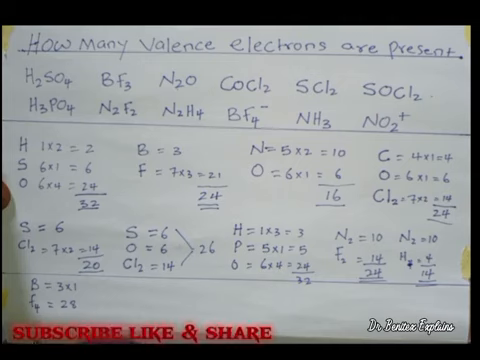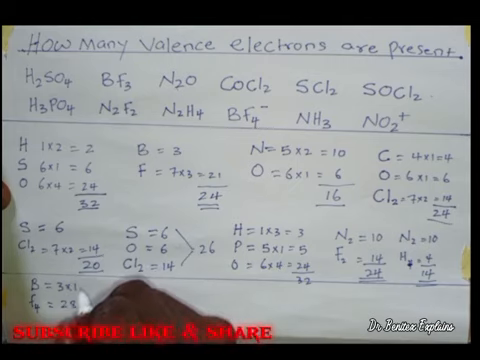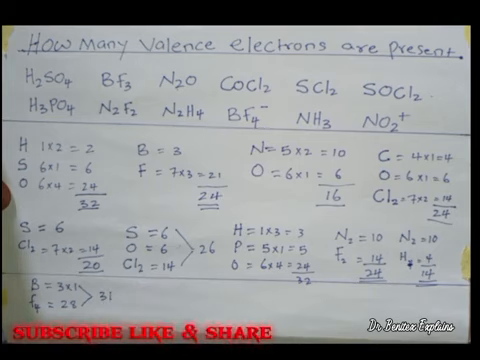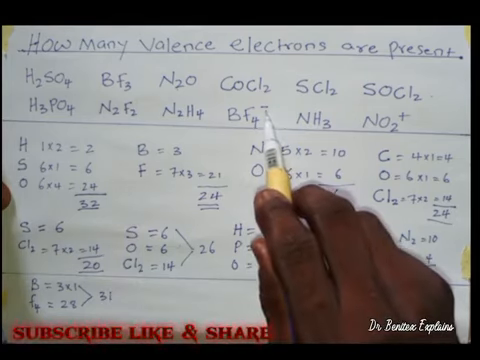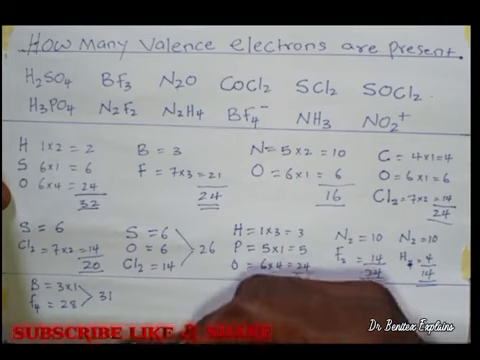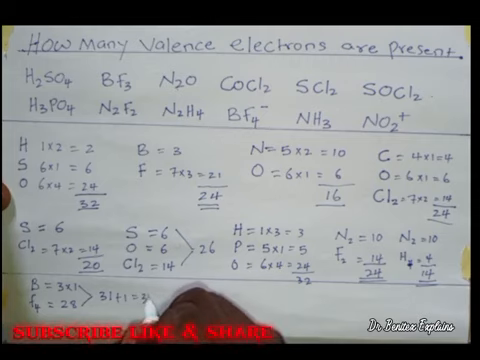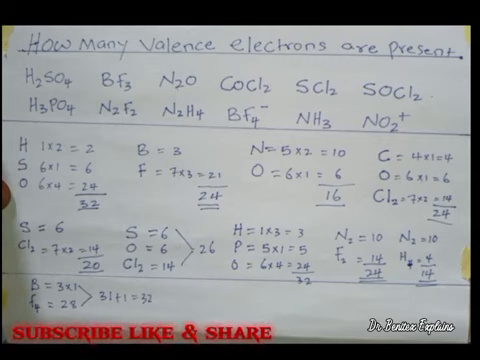All right, so now remember, anytime you have a minus charge or a negative charge, do well to add the magnitude of that charge to the sum. So sum of electrons here is going to be equal to 3 plus 28, which is equal to 31. But since we have a negative charge here, we are going to add 1 to the sum. So it's going to be 31 plus 1, which is equal to 32. Let's go to the next example.